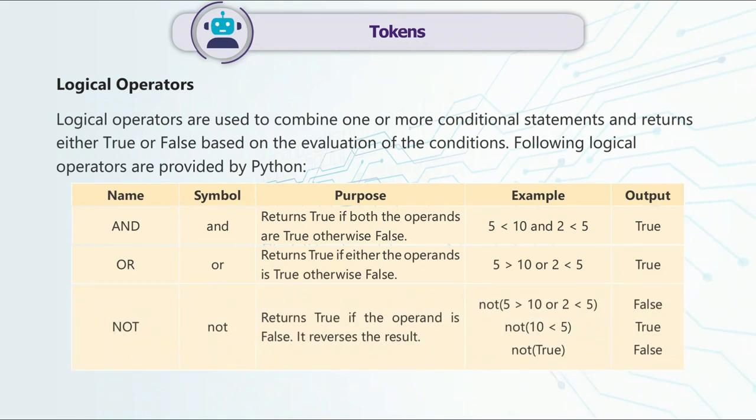Not: returns True if the operand is False. It reverses the result. not (5 > 10 or 2 < 5) gives False. not 10 < 5 gives True. not True gives False.